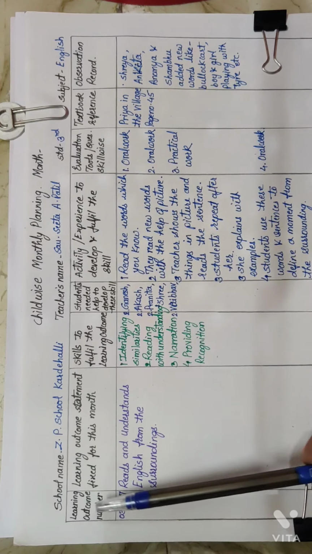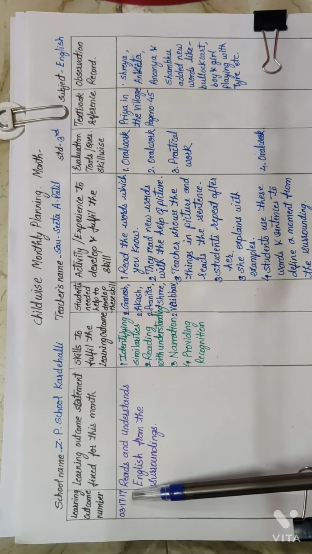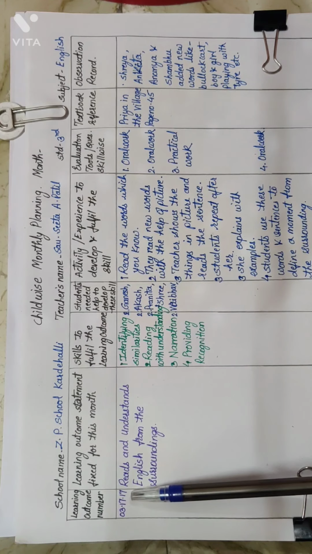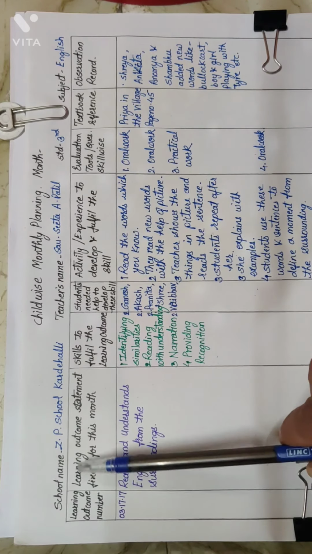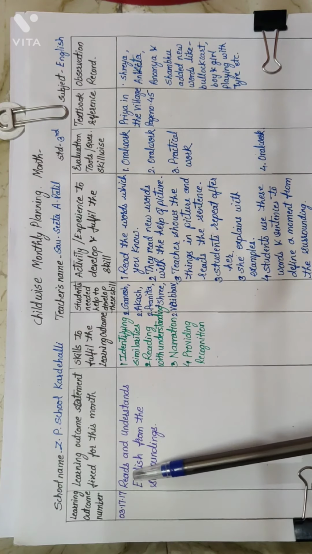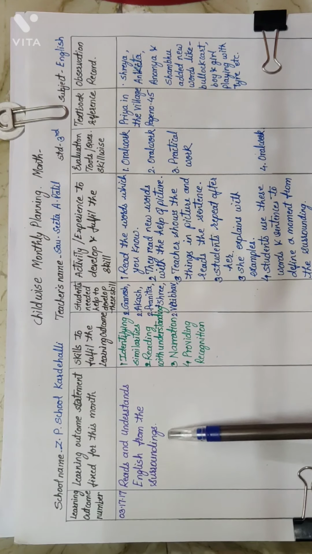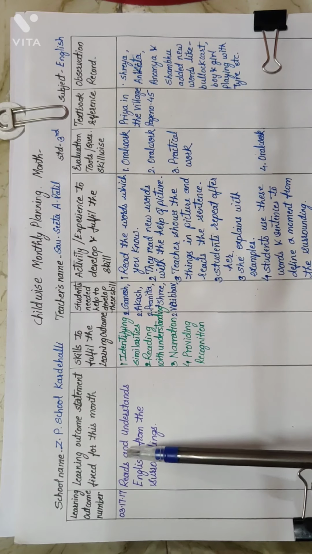We'll go for the first column. Learning outcome number. Here we have selected this learning outcome. The number is 03.17.17. And the statement for this learning outcome, the learning outcome statement fixed for this month, is: reads and understands English from the surroundings. The learning outcome number and its statement, here it is.